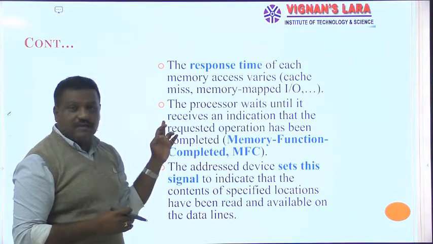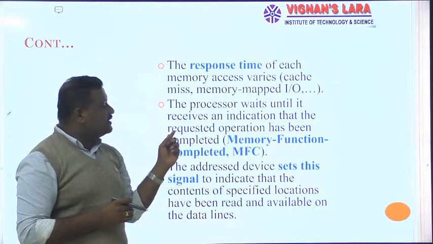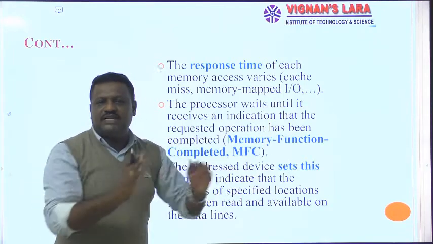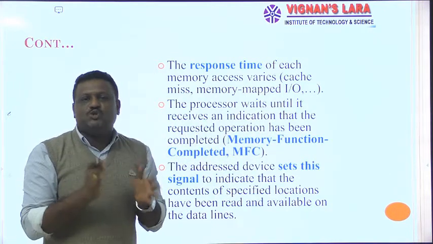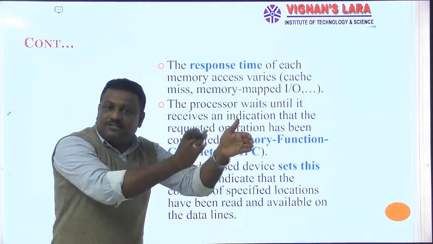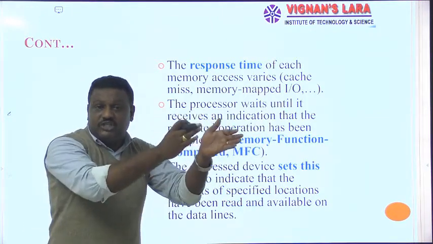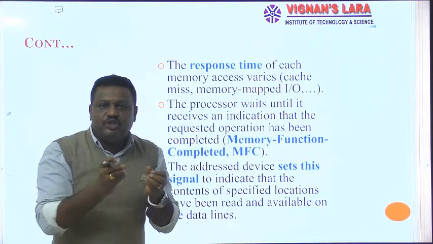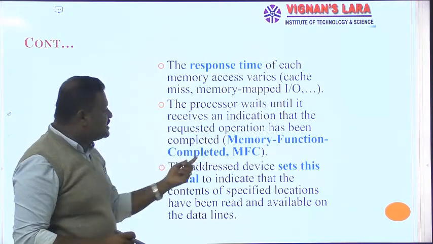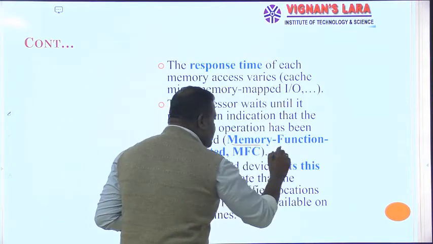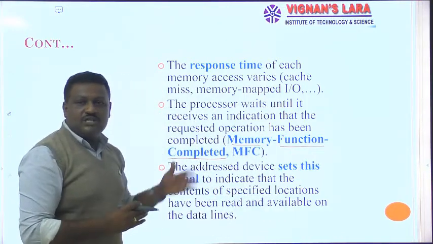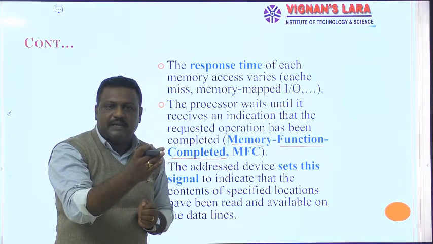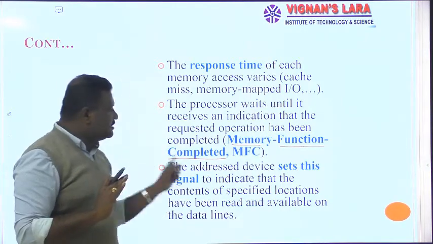The processor waits until it receives an indication that the requested operation has been completed. Your CPU has to wait. Once it issues an address, once it issues a control signal, it has to wait. Whatever task your CPU assigns to the memory, when it is finished, the memory informs the CPU by issuing an acknowledgement signal. What we call that is MFC, which is nothing but memory function completed. Once it receives the MFC signal, then and only then does your CPU know that whatever task it assigned to the memory, the memory has finished that task. So that is the meaning of this.